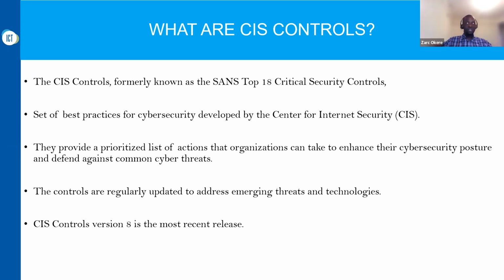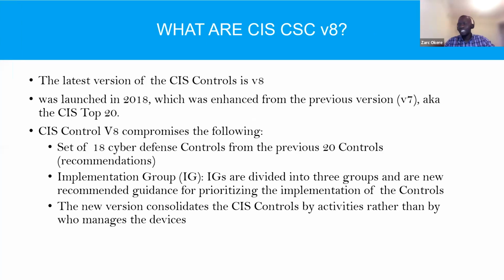But version 8, the one that we're going to look at, has only 18 controls. These are just best practices for cybersecurity developed by the Center for Internet Security. The main idea is to provide a prioritized list of actions so that organizations can follow these actions to have a cybersecurity posture that will defend against common threats and also uncommon threats. They are regularly updated by the CIS team, and controls version 8 is the most recent, as I said earlier. So what are the CIS security controls?